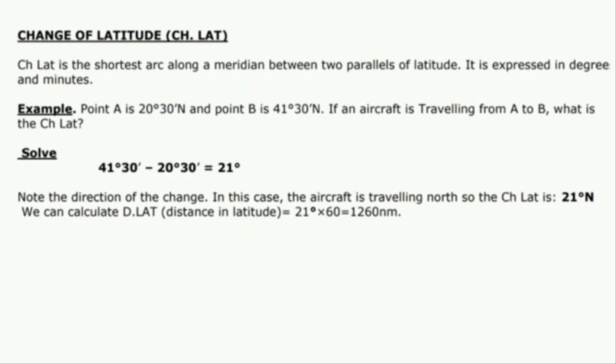We can calculate the distance between point A and point B. The distance is along meridian and we know that meridian is a semi-great circle. We can calculate the distance. So 21 degree times 60, that will be 1260 nautical mile. Here 1 degree equals 60 nautical mile on great circle distance, which is covered in previous video.